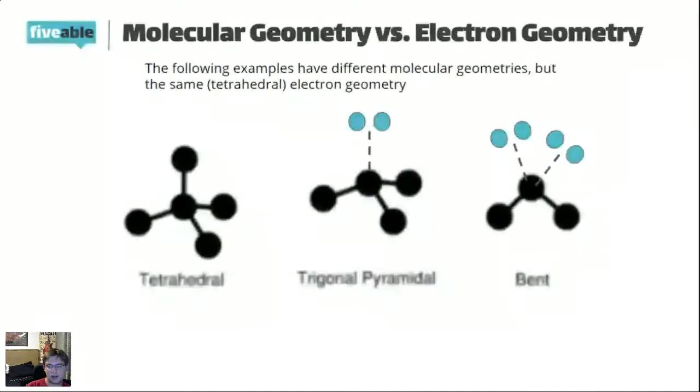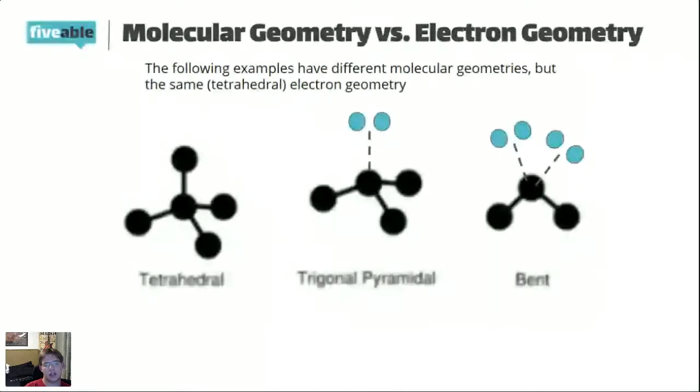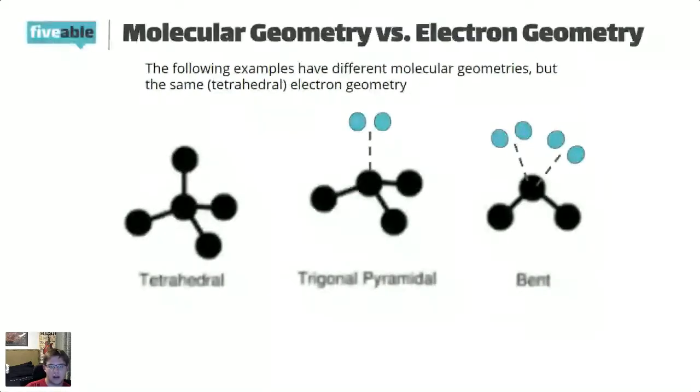So there's a distinction to be made, however, between molecular geometry and electron geometry. Molecular geometry is just what does it look like? If you were to almost zoom in on this molecule, what would it look like? So that's what's shown in black here, right? We see the tetrahedral shape, the trigonal pyramidal shape, and the bent shape. However, when we take into account the actual electrons, this lone pair is still there, meaning that in reality, this still has a tetrahedral electron geometry.